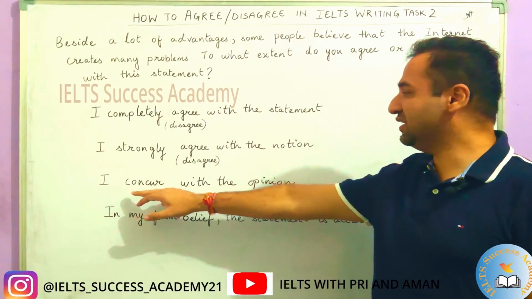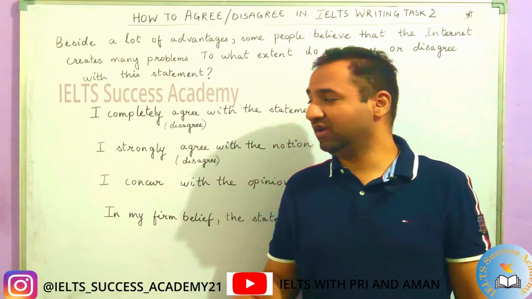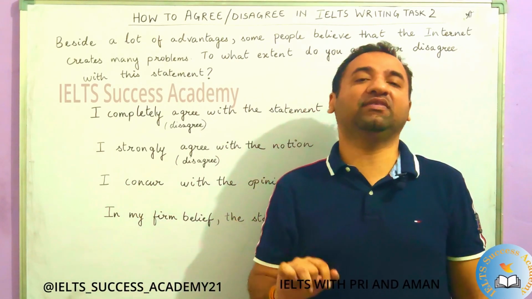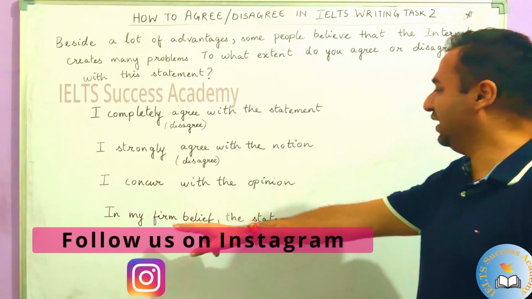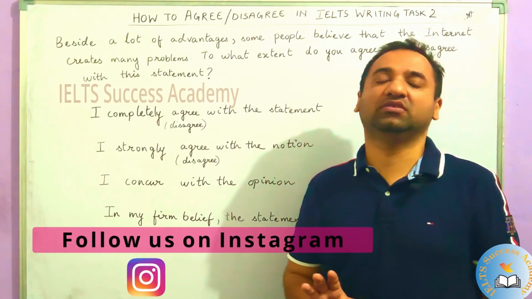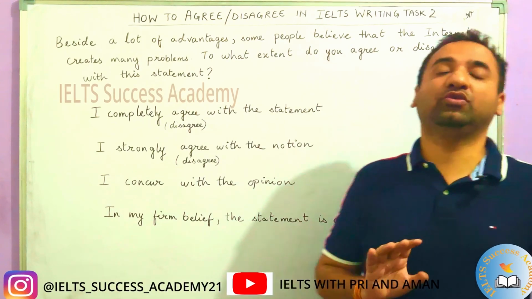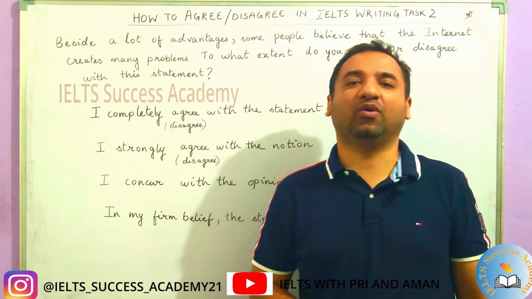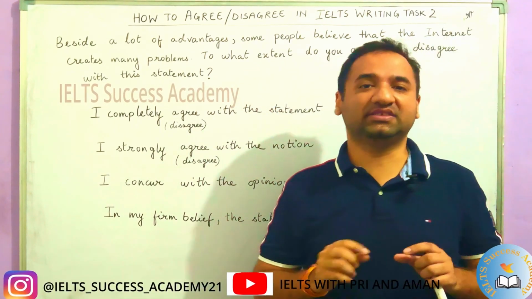The third way is I concur with the opinion. Okay, if you do not like the opinion, you can say I do not concur with the opinion. And the fourth is, in my firm belief, the statement is accurate because. You can also say, in my firm belief, I do not agree with the statement or the statement is inaccurate. Okay. So this is how you can completely agree or disagree.